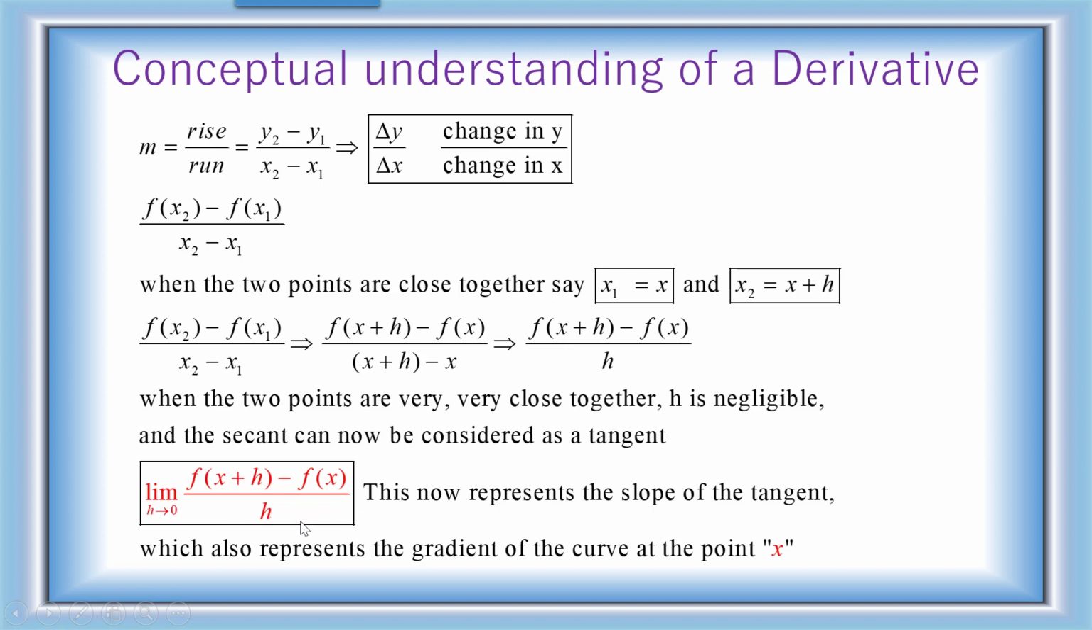So that there is the general formula for finding the derivative. Now that's the calculus expression. So that's the function value at x plus h minus the function value at x, over h, where we say h is approaching 0, and this now represents the slope of the tangent.